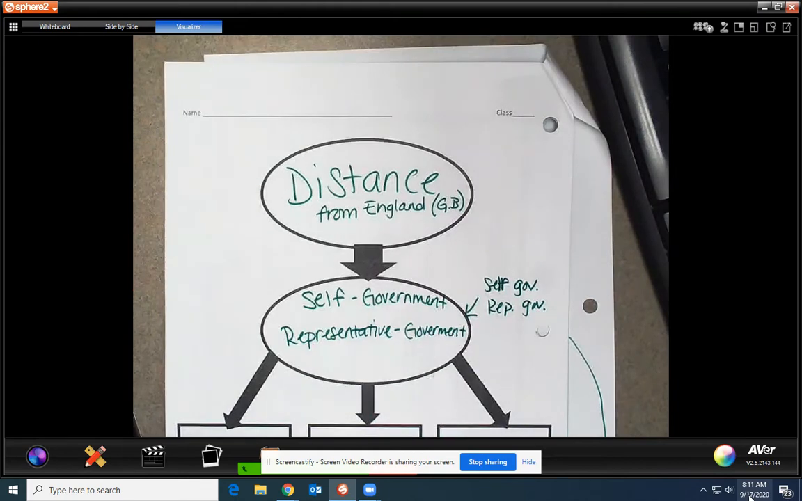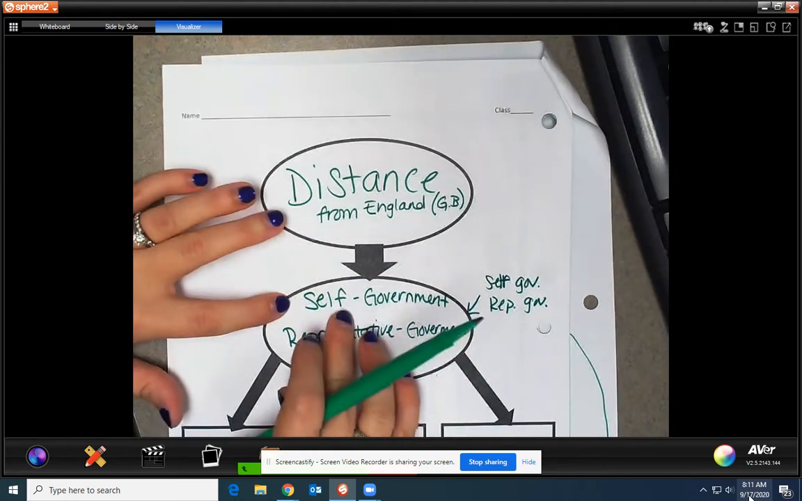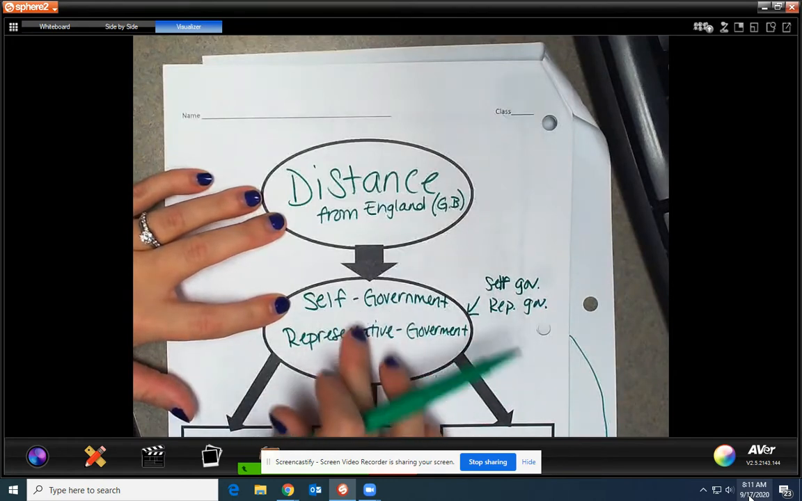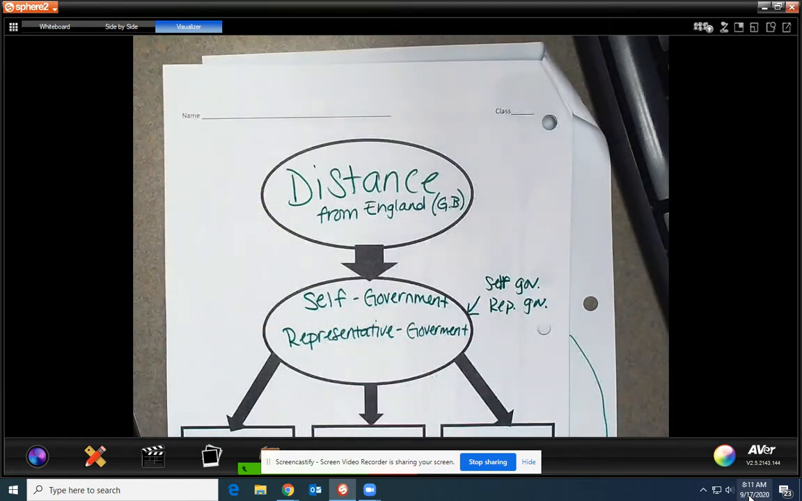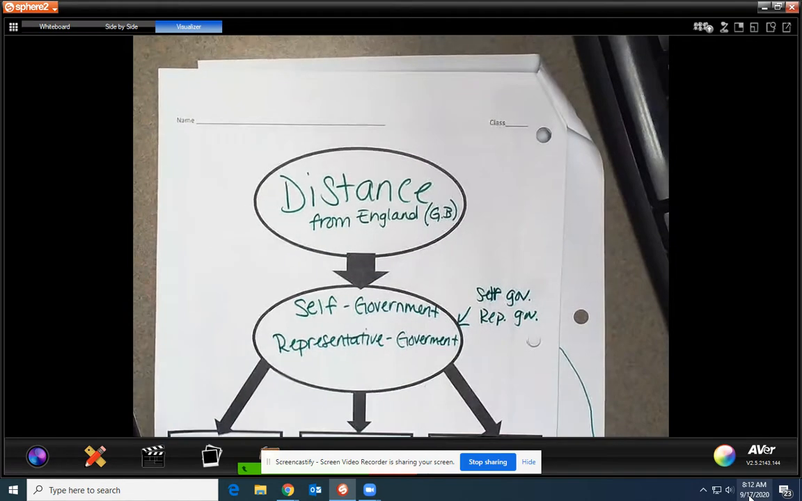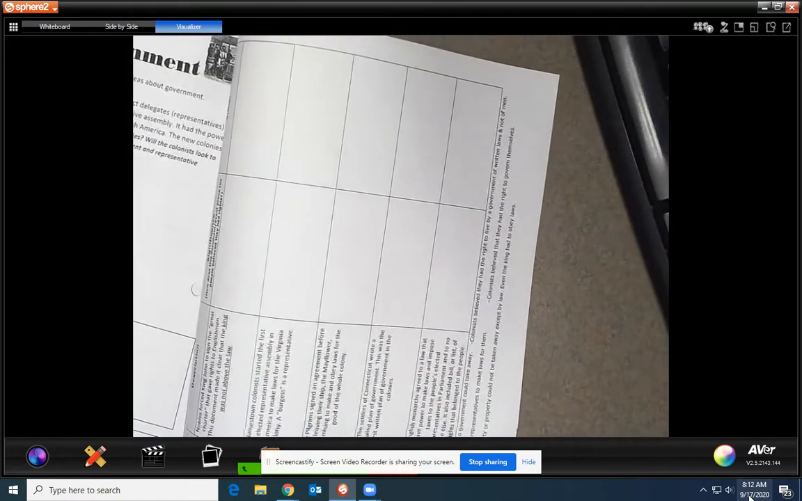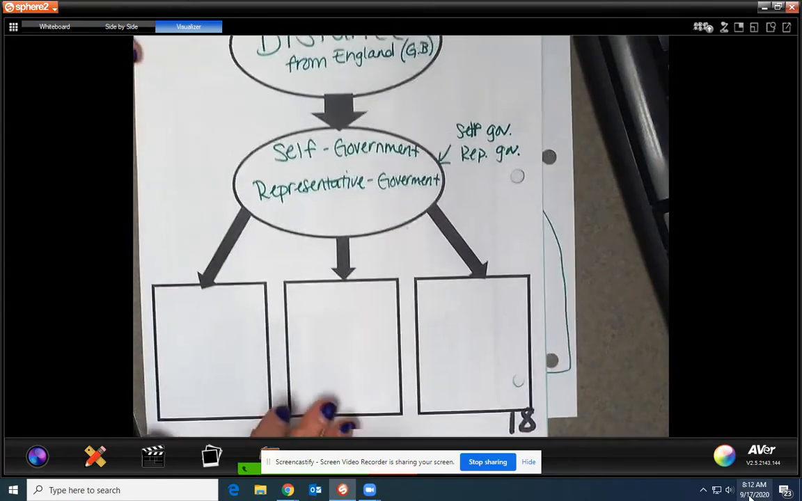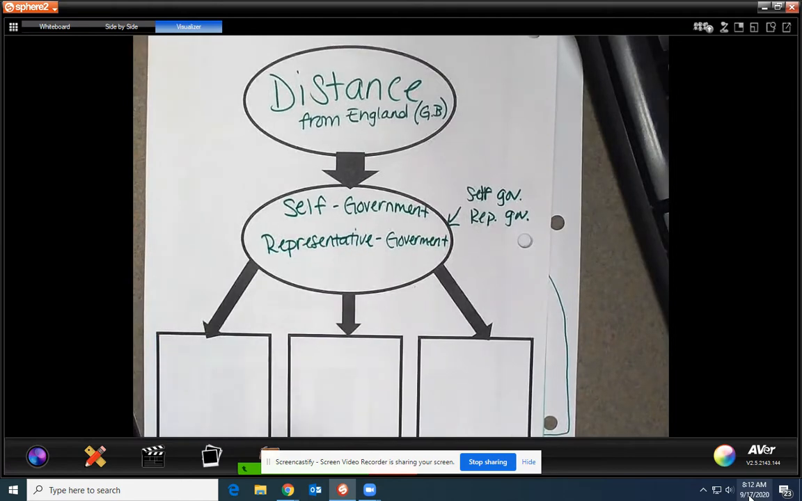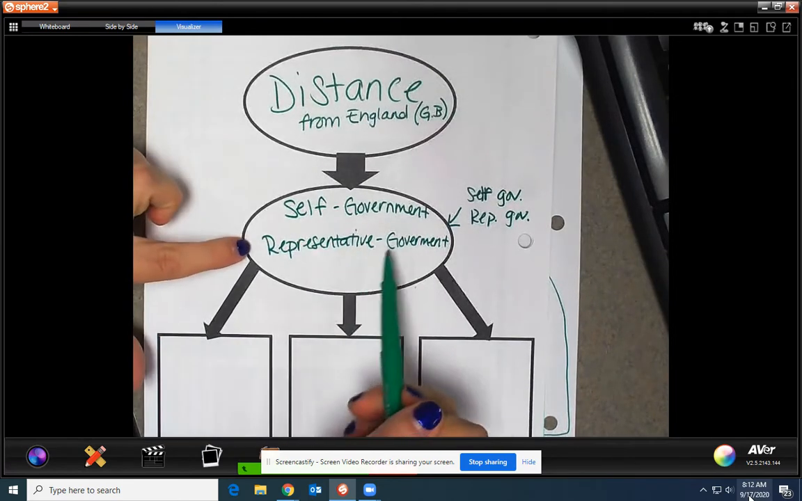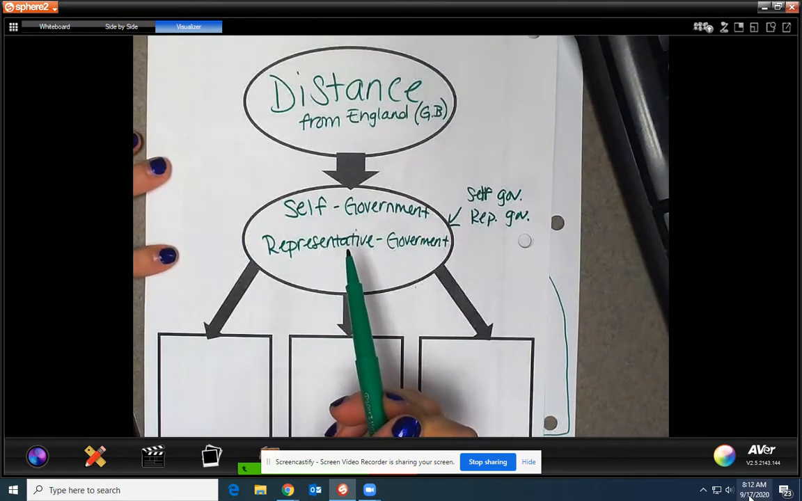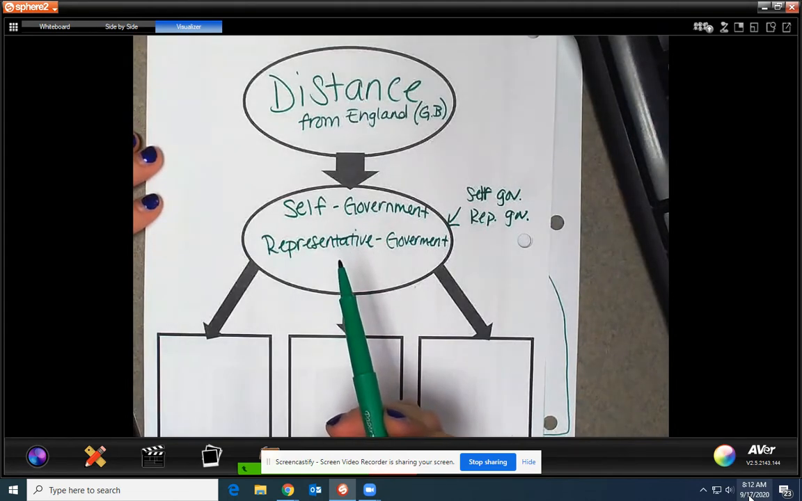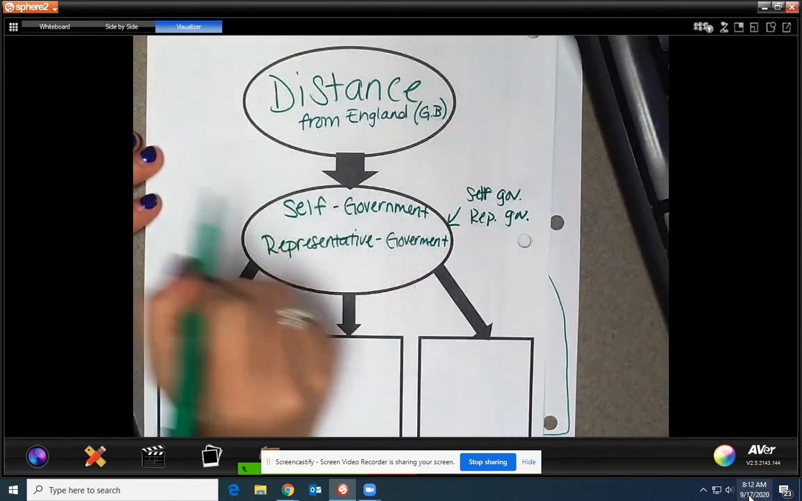Okay, so now we know it's the distance from Great Britain is why the colonists develop self-government, and most of them choose to have a representative government. Okay, you did a chart that looks like this, but we are going to just do the three most important things, and I'm going to make this super easy for you. So people say, well, how do you know? Why would these little colonists that are here not want to have a king or queen? Because guess what? England had a king or queen.